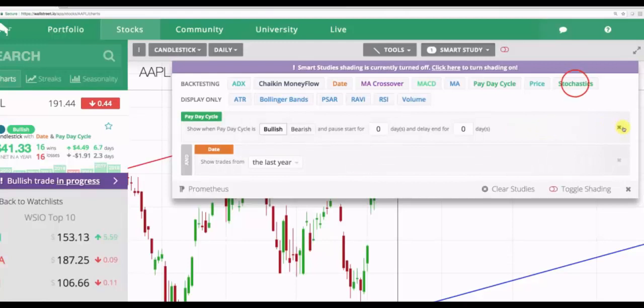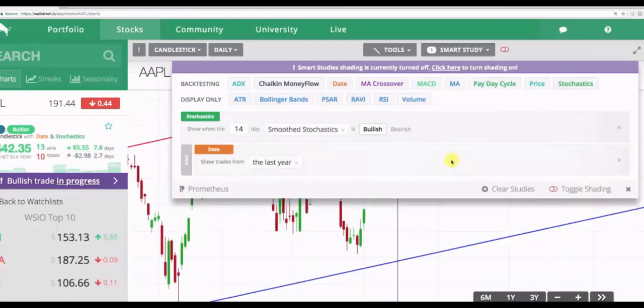Let's compare that again to the stochastics. $3. Okay, both of them last about the same, about 6 to 8 days. Okay, so the payday cycle strategy actually has a smaller amount of risk, but the stochastics has a pretty good win rate over the last year. So all three of them are good.